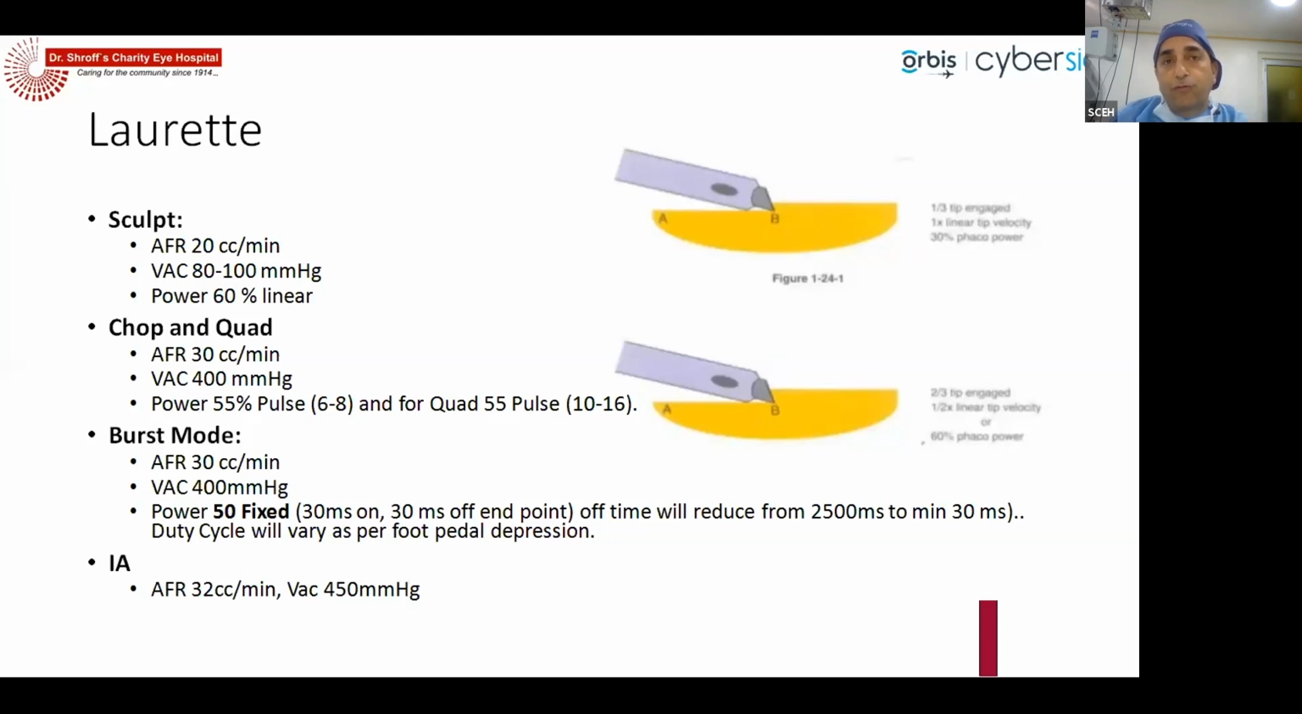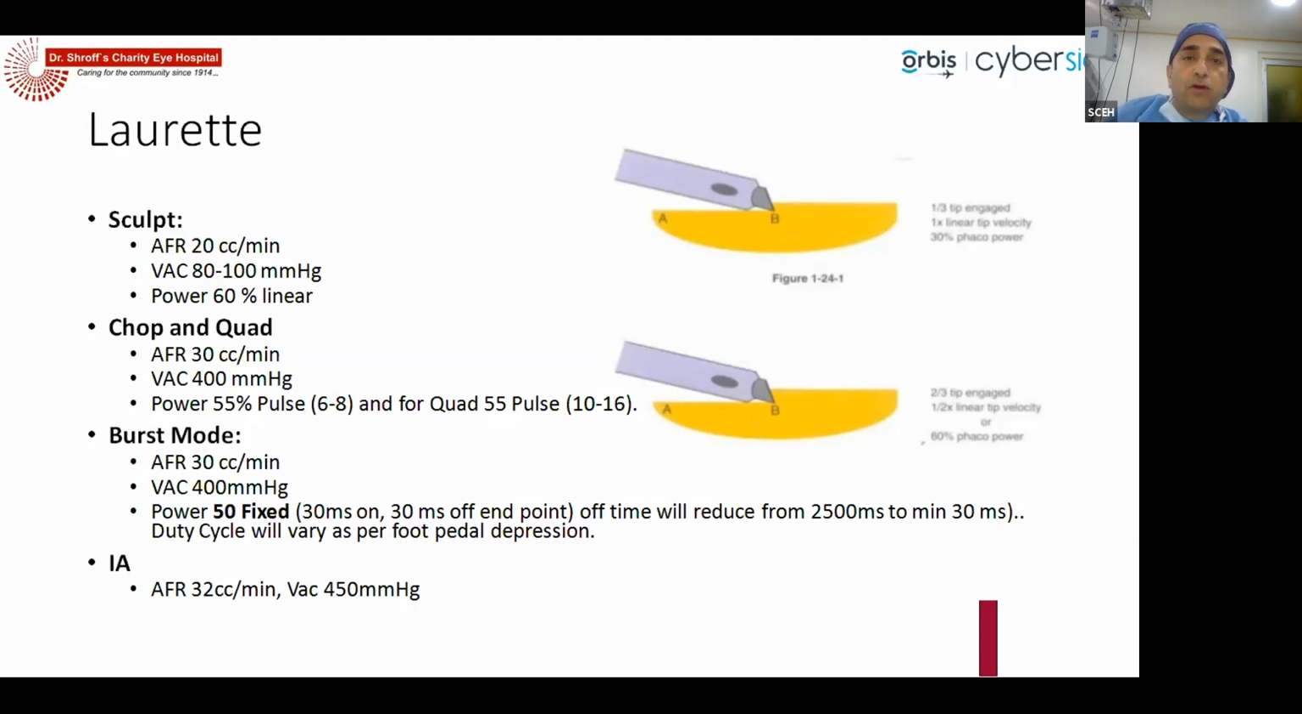So you have low flow rates. Anything less than 20, 22 will be considered low. You want low vacuum. Anything less than 100 in today's machines would be called low. Basically, you want some vacuum, otherwise the flow rate stops and there will be wound burns. And also you want all the plume that comes out to be sucked. And you want linear power.